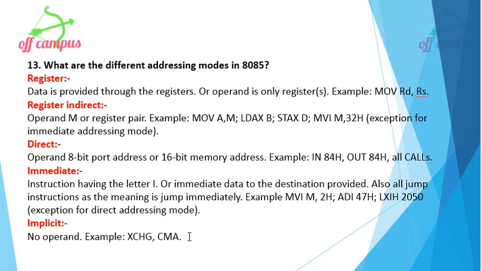Then implicit addressing mode means no operand. Here see, no operand. So this is XCHG, CMA. XCHG exchanges the contents of the DE and HL register pairs. CMA is nothing but complement the accumulator. Whatever content is in the accumulator, we just complement. There is no operand in the implicit addressing mode. So these are all the different addressing modes in the 8085.